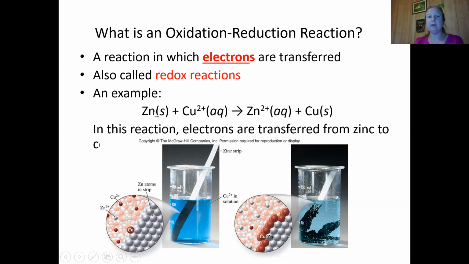So zinc solid and copper ion will react, but the reverse will not happen. You do not have reversible reactions with the redox. It's one direction only. And you're going to learn how to tell that, how to predict that. So, exchange of electrons. You will learn to assign oxidation numbers, and that will tell you.